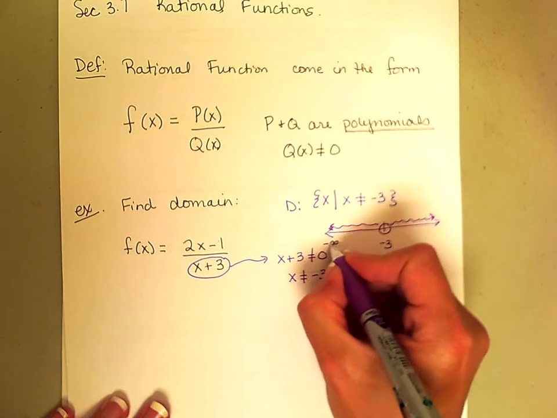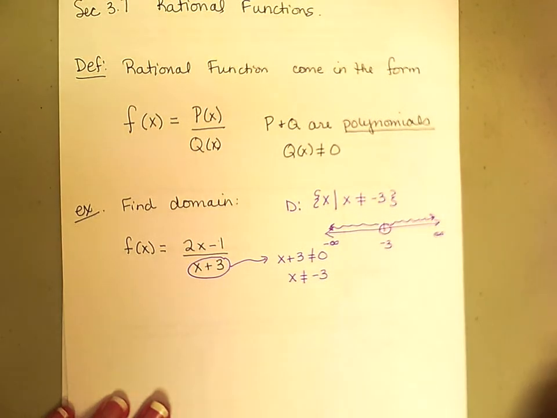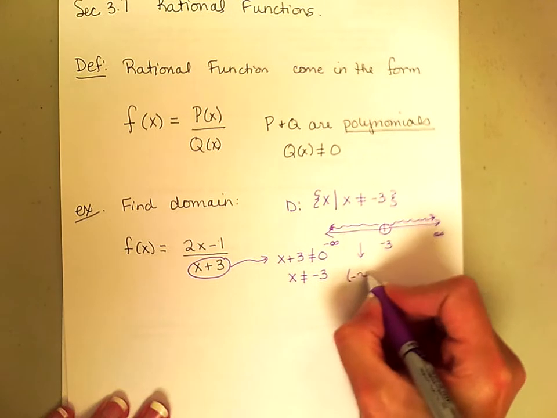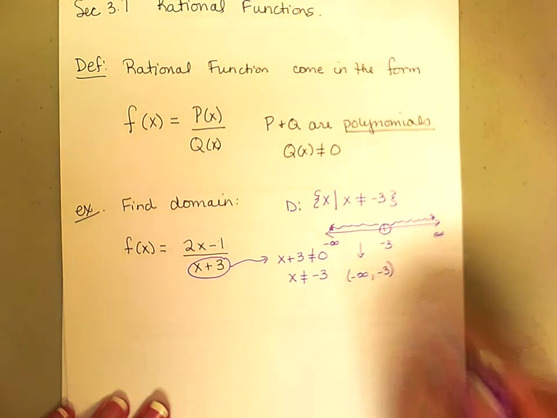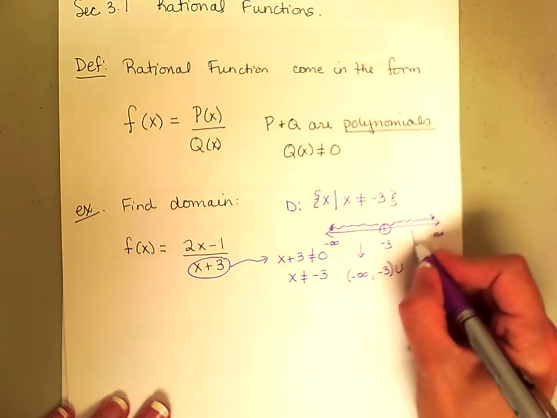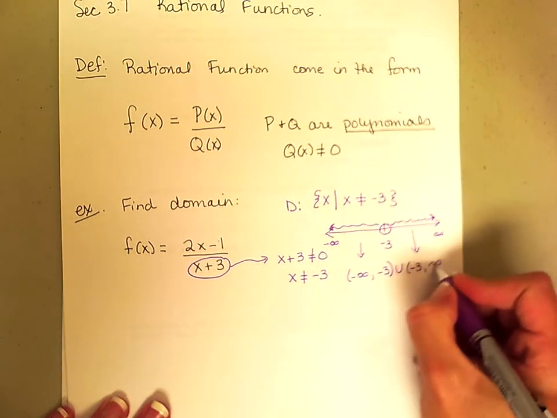Remembering this is negative infinity on the number line, and this is positive infinity on the number line, then this interval is represented by negative infinity to negative 3, but I can't include negative 3. And then I union it with this interval, which is negative 3 to infinity.